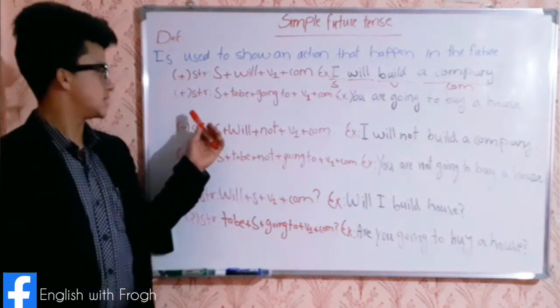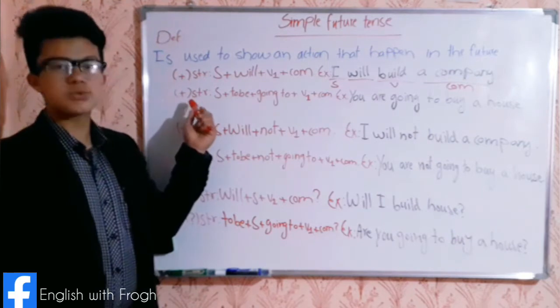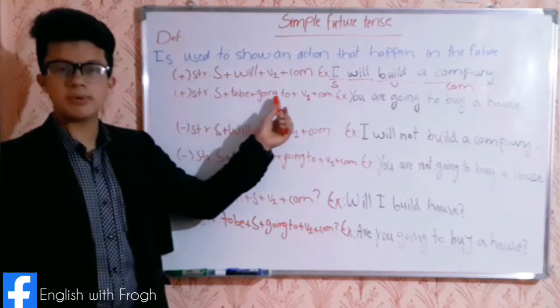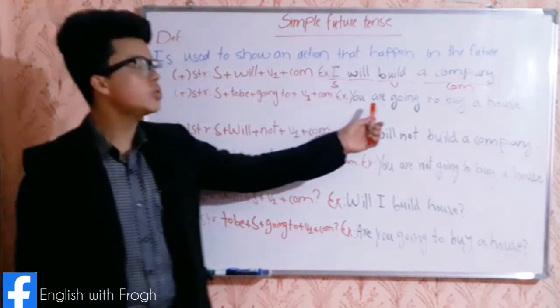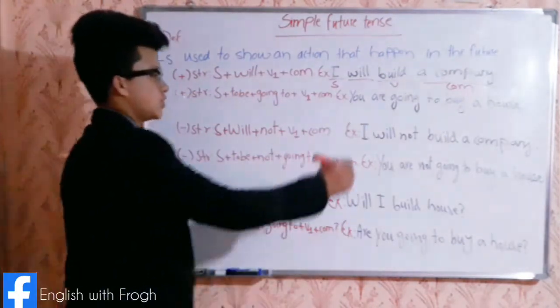The simple future tense has two structures. The second structure is subject plus to be verbs plus going to plus first form of the verb plus complement. Example: you are going to buy a house.